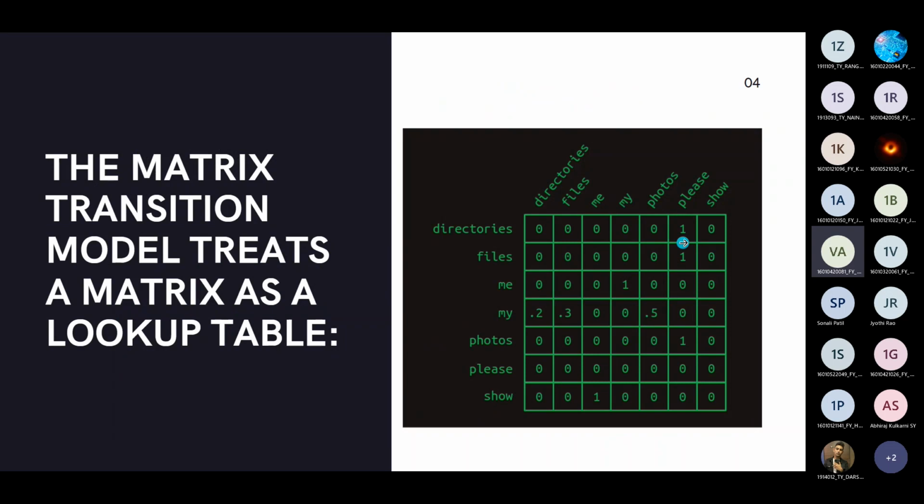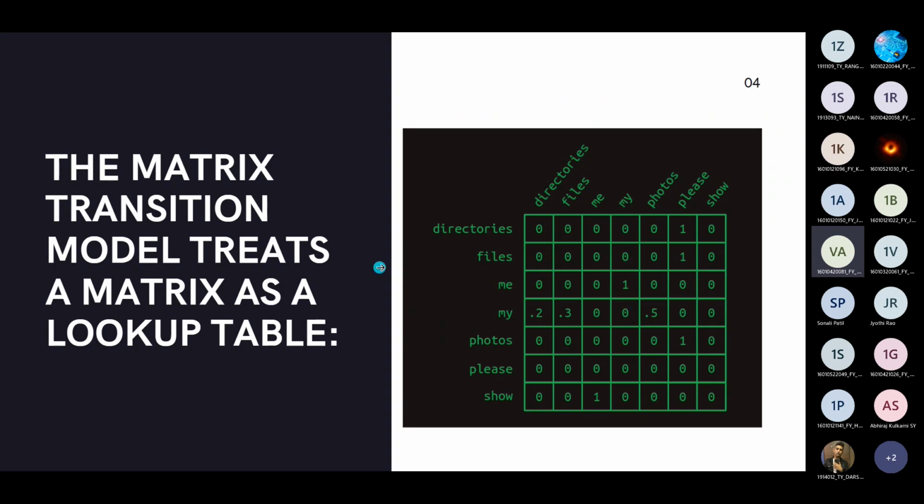Please came, so we gave it 1. After files, please can come. After me, my will come. After my, only this line you see, 0.2, 0.3, 0.5. All the others are 0 or 1, that is, they are very confident or they are not confident. But after my, directories can come, files can come, photos can come, and it depends on the data set we use for training.